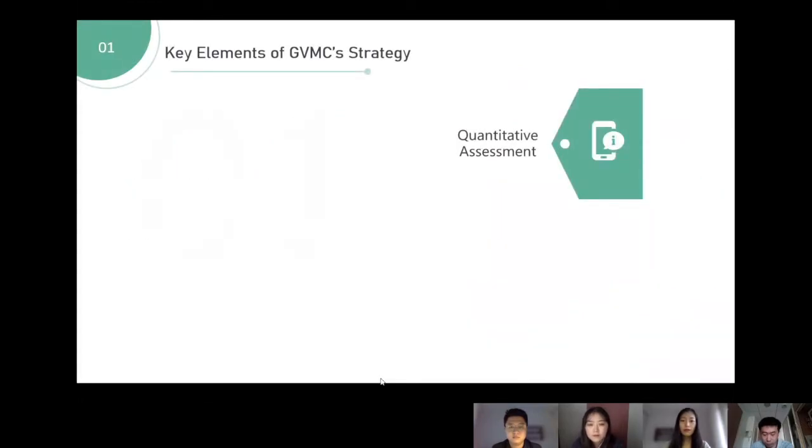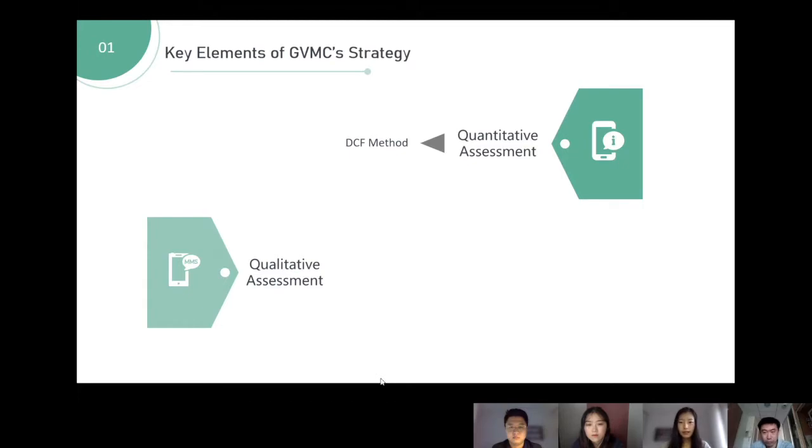The CFO of Green Valley Medical Center, Mr. Klein, combines both quantitative assessment and qualitative assessment in his strategy. In case of quantitative assessment, he chose the DCF method. The key elements of this method are the discount rate and the incremental cash flow.